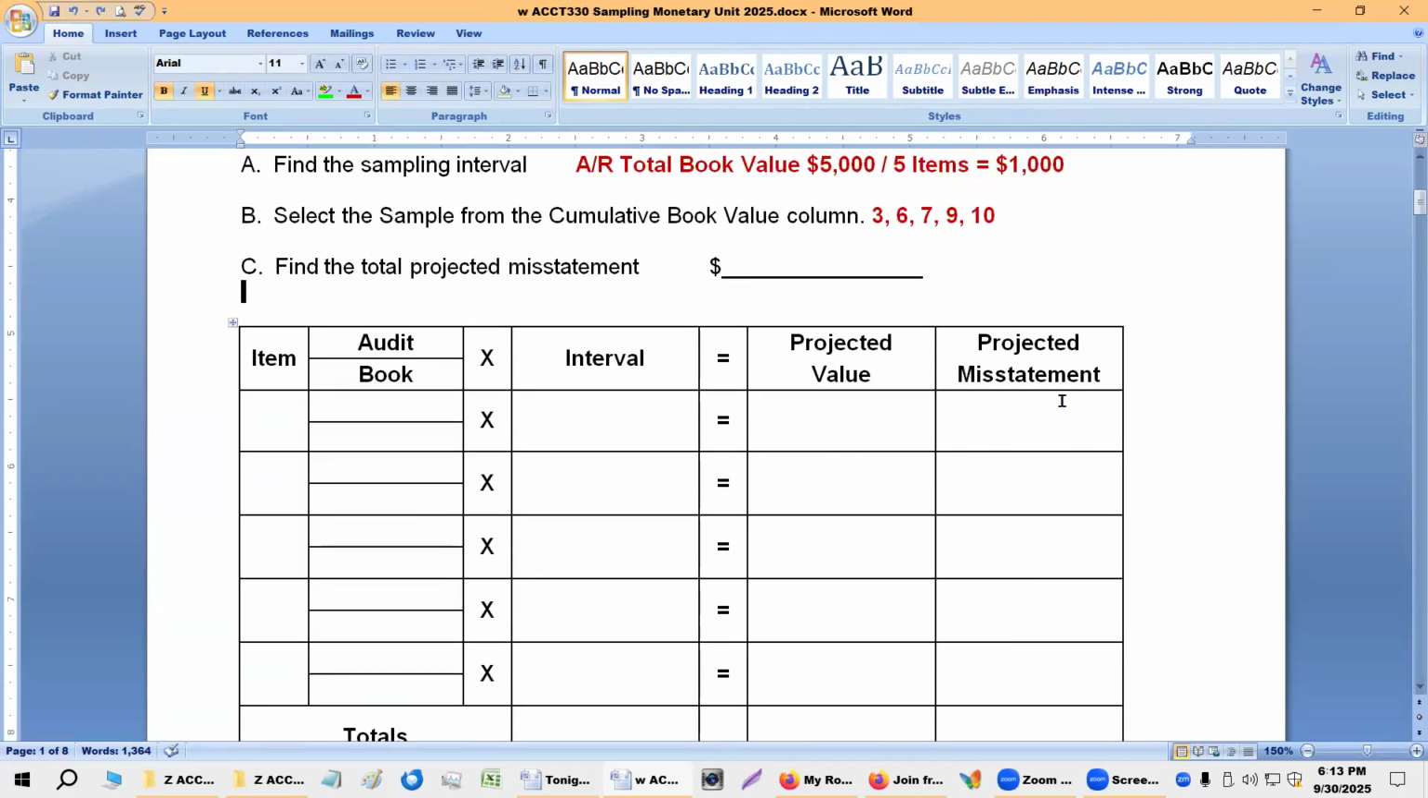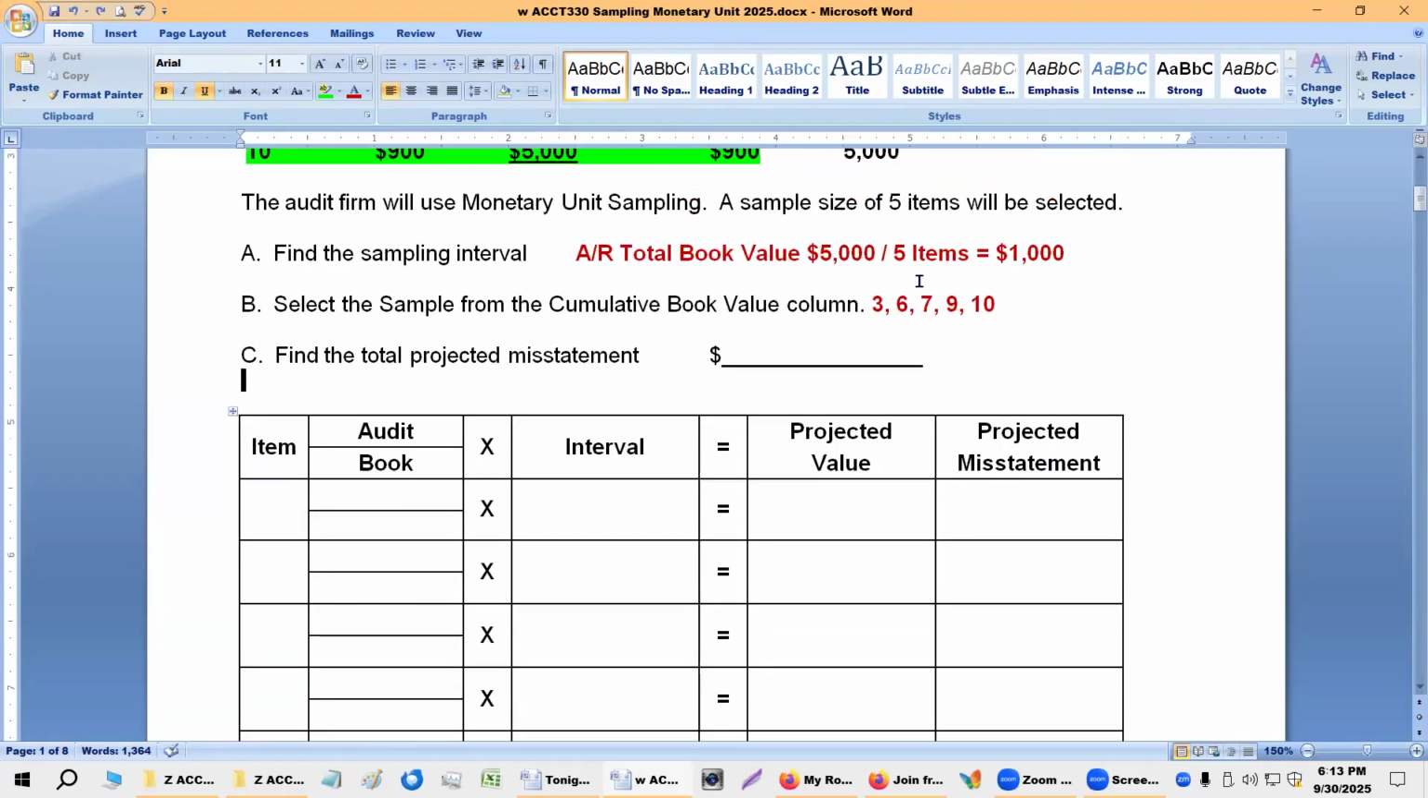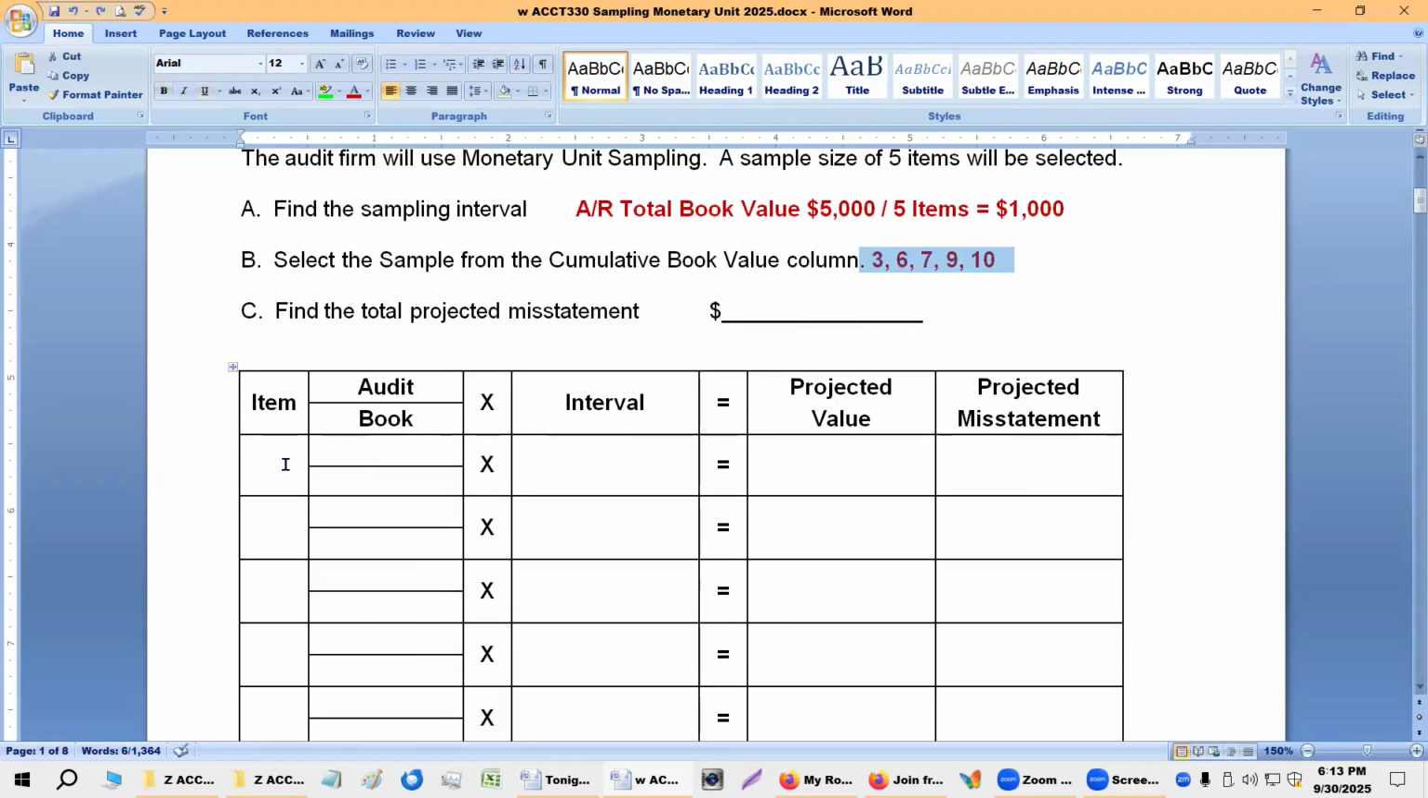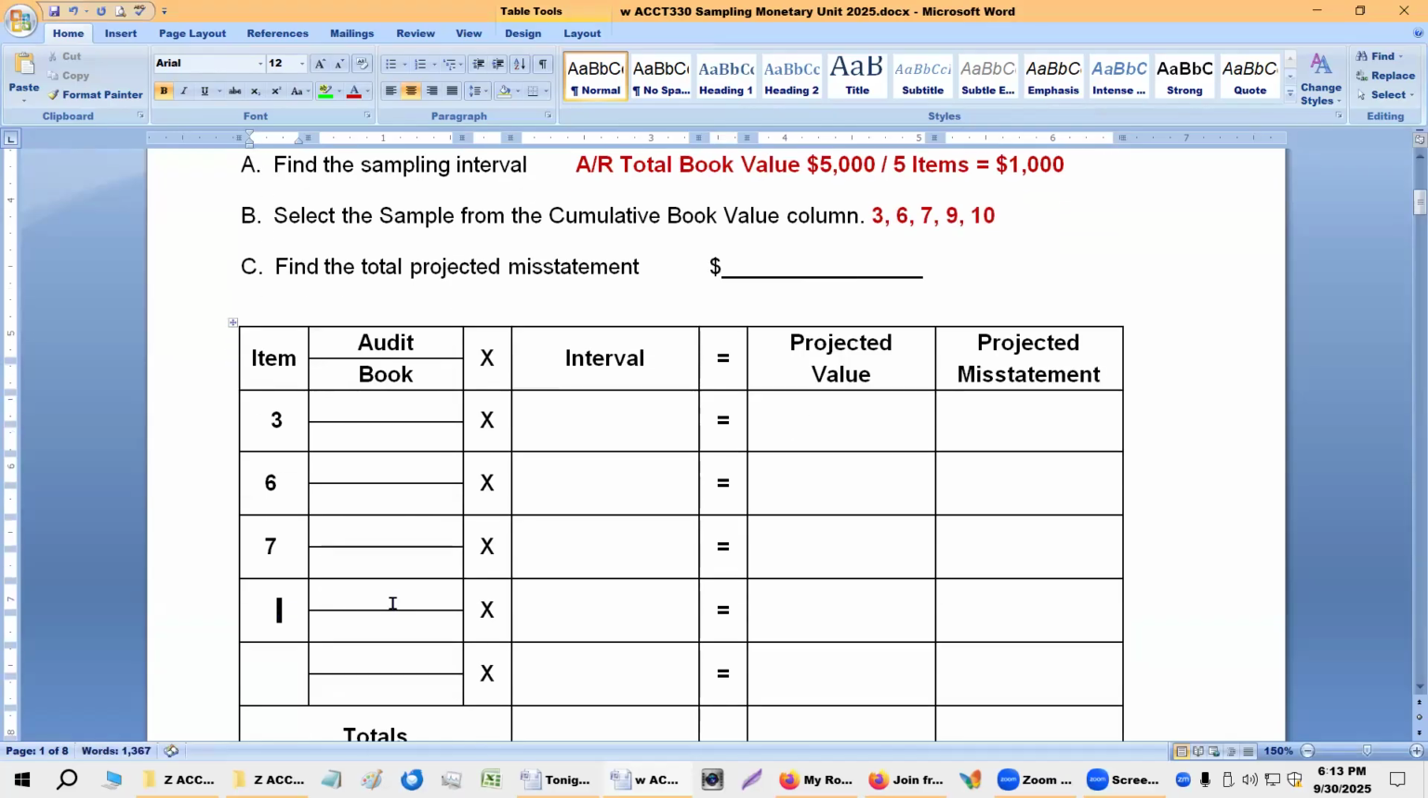All right, so what we're gonna do is say, okay, so we know which items we're gonna pick here. These are the items we're gonna pick, so now I'm just gonna put them in right here. That right now. So 3, 6, 7, 9, and 10.